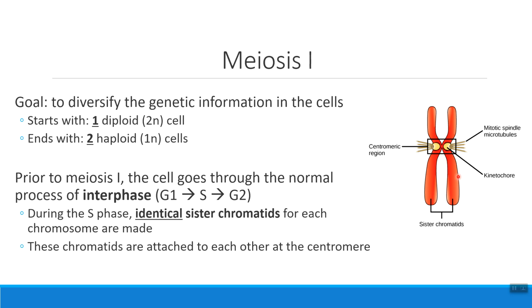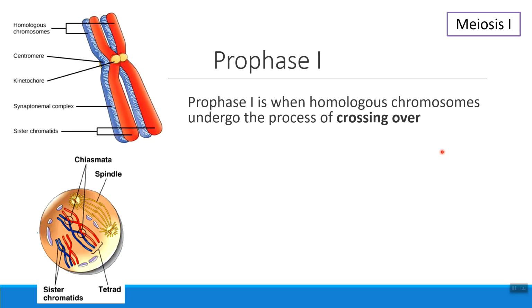Remember that the name of the location where these 2 sister chromatids attach is called a centromere. And the centromere is going to be where we'll pull them apart, but not until meiosis 2. The first stage of meiosis 1 is prophase 1. And prophase 1 is a lot like prophase in mitosis, but there's a very important difference.